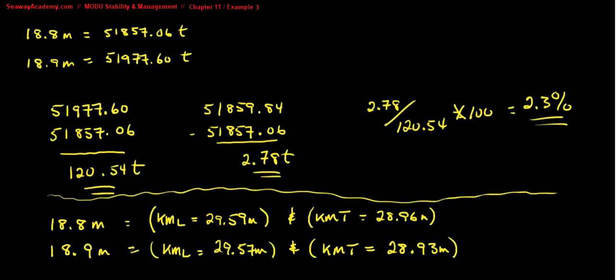Now in this case, since there's such a small margin between your KML and KMT for these two drafts, calculating a difference of 2.3% by interpolation would result in such an insignificant difference it would not be noticeable when rounding out to 2 decimal points. Therefore, use the KML and KMT for the draft of 18.8 meters, which is the closest draft to the new displacement of 51,859.84 tons.